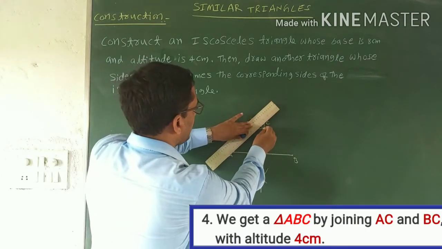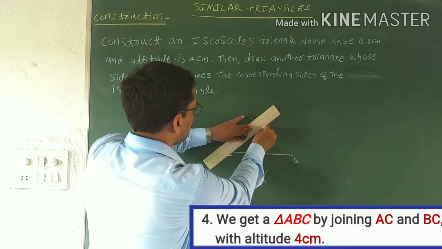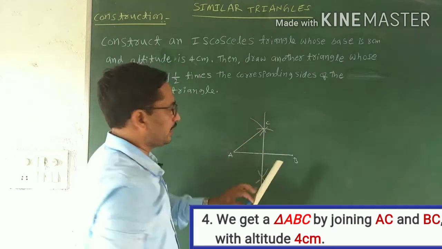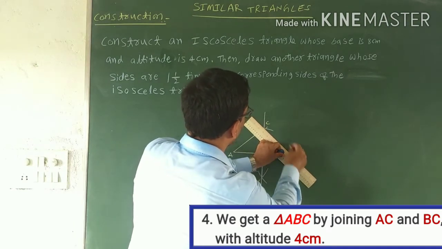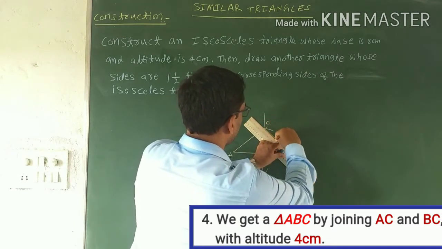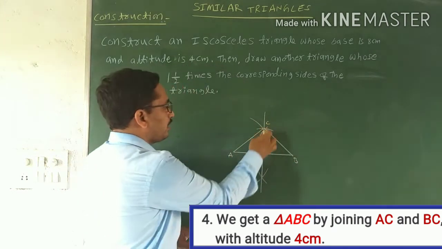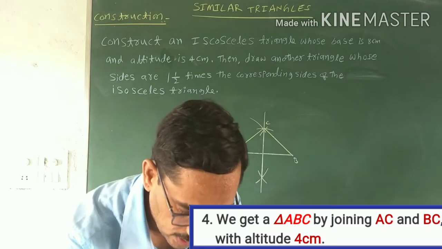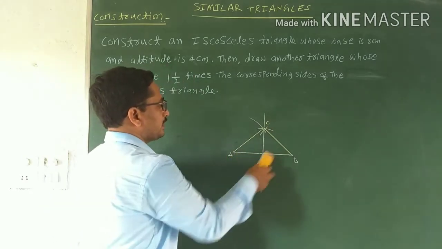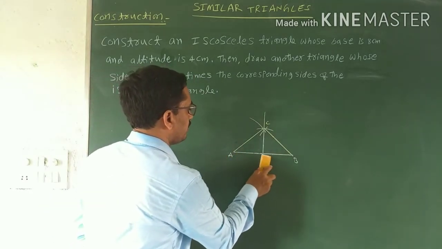Now join A and C. Next join B and C. So this is an altitude of length 4 centimeters. Now it is an isosceles triangle with the base 8 centimeters. So no need of this.